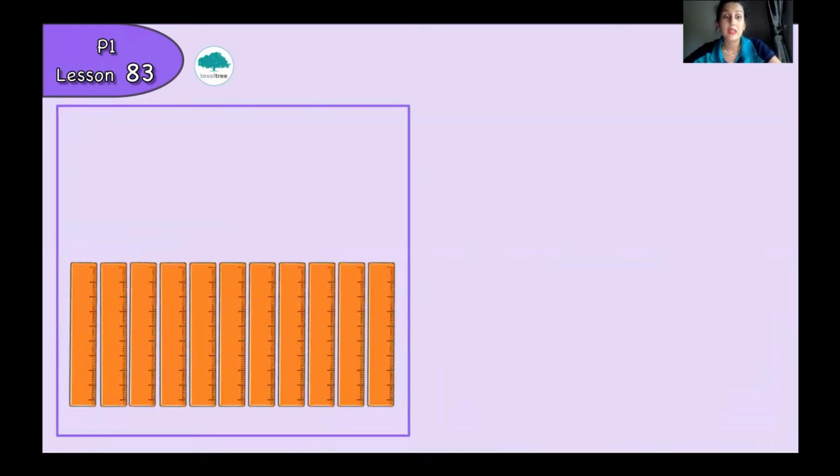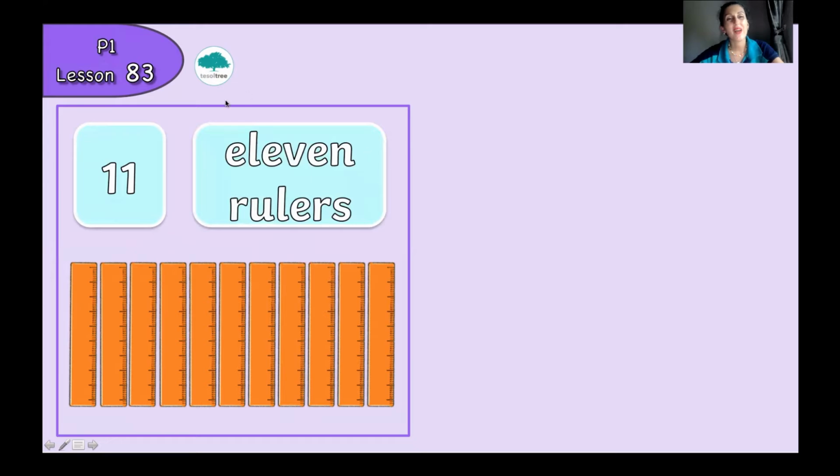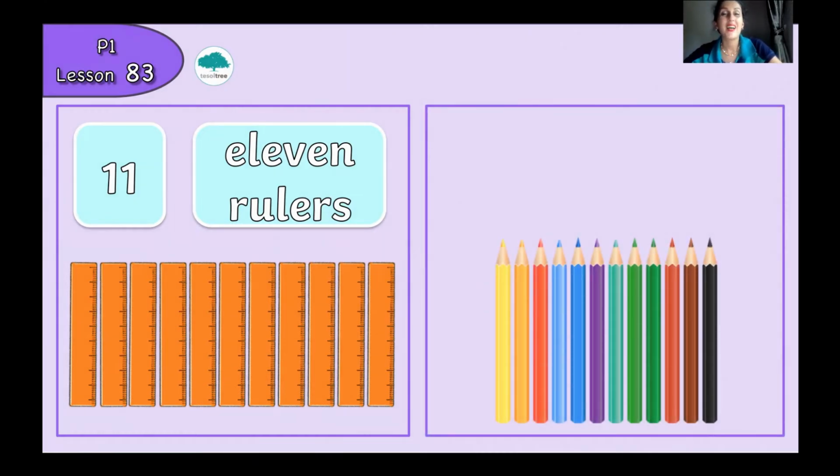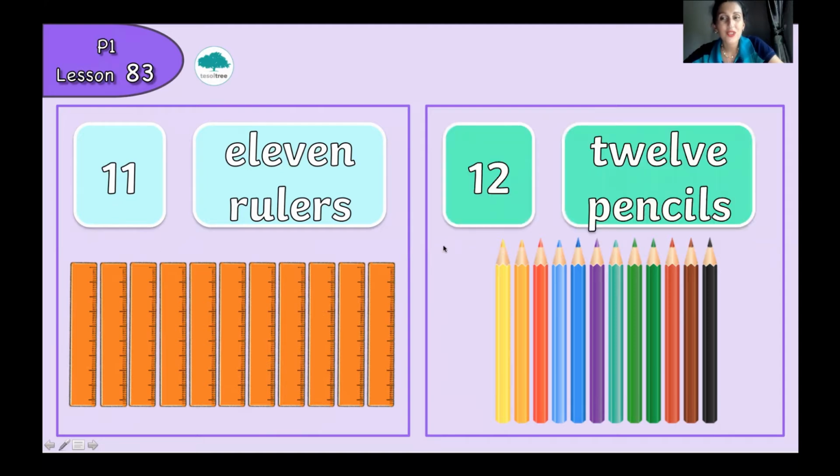Okay, I can see rulers. So it means that we have to check how many rulers are on the picture. 1, 2, 3, 4, 5, 6, 7, 8, 9, 10, and 11. Let's have a look at the word 11. Rulers. These are color pencils. How many color pencils do we have? Do you remember our last number? Number 12. Yes, sure. So we have 12 pencils.